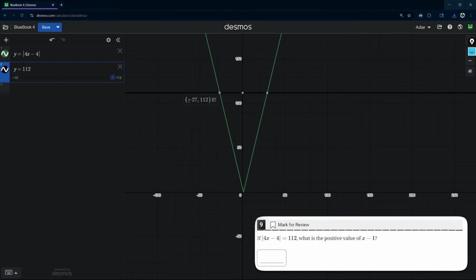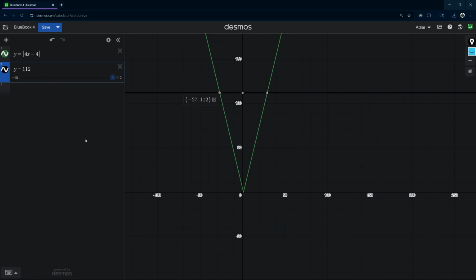And our solutions are the x values, negative 27 and 29. And when we look at x minus 1, negative 27 minus 1 is going to be negative 28, and 29 minus 1 is going to be just 28. The positive value is this 28. So 28 will be our solution.